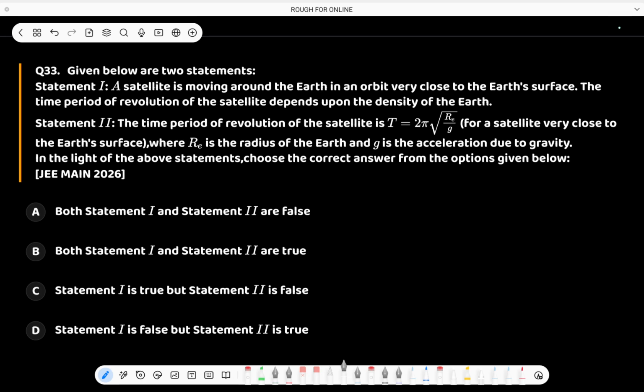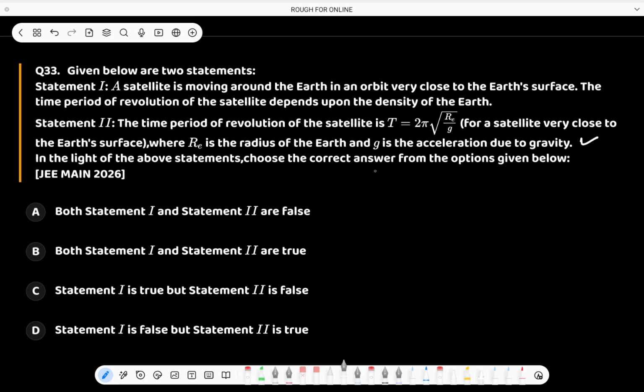This statement is exactly correct. Okay. And what about the first statement? A satellite is moving around the earth in an orbit very close to the earth's surface. The time period of the revolution of the satellite depends upon the density. Let's check that out.